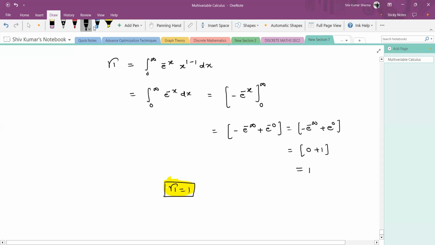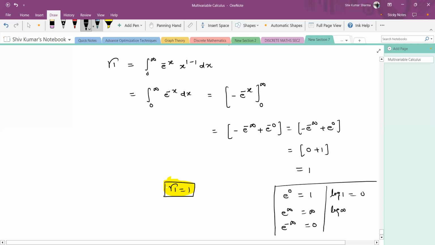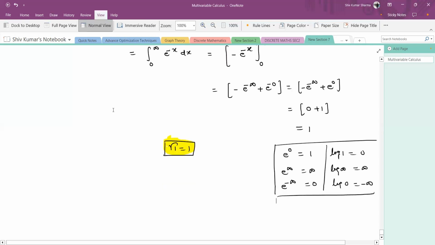So you remember some points. Suppose e raised to the power 0 gives us 1, e raised to the power infinity gives us infinity, and e raised to the power minus infinity gives us 0. Okay. At the same time we can take the log. That means log 1 is equal to 0, log infinity gives us infinity, and log 0 is minus infinity. Okay, so remember this table. So this is for the first property.